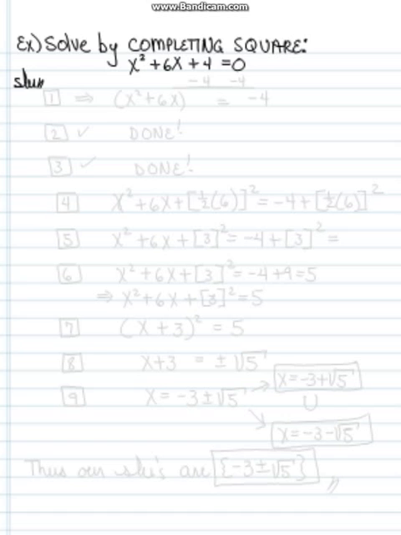Step 1 is to isolate the x squared and x in parentheses together on the left side. So we're going to move the 4 over. We're going to subtract 4 from both sides. We have parentheses x squared plus 6x, close your parenthesis, equals negative 4.